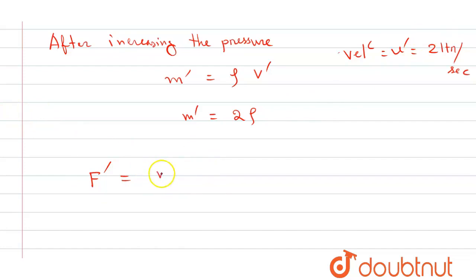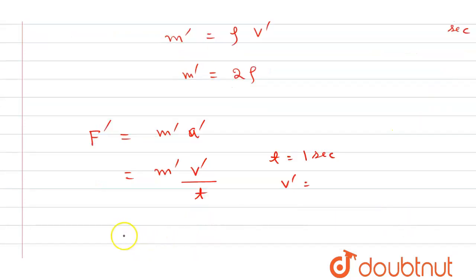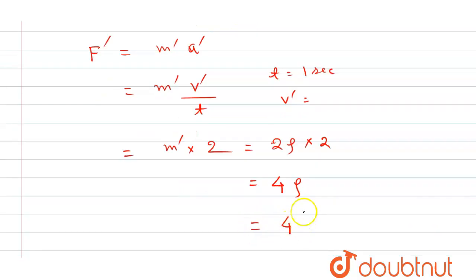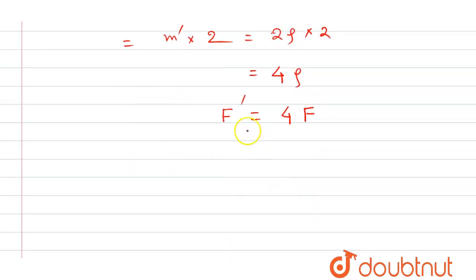Now force is suppose F dash equals mass, which is m dash, into acceleration, suppose a dash, so it will be m dash into v dash by t, where t is 1 second and v dash is 2 liter per second, so it will be m dash into 2, and we know that the value of m dash is 2 rho, into 2, so it will be 4 rho, and since rho is equal to F, which is the initial force, after increasing the pressure, the force will be 4 times the initial force.